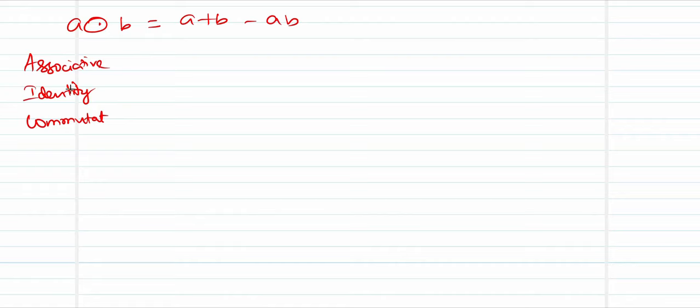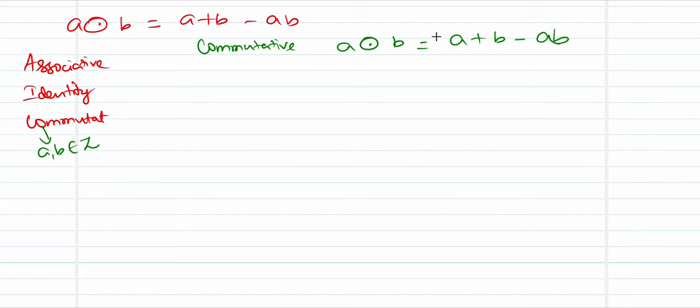So we will begin with the commutative law because that is going to be very easy of all. So with respect to the commutative law, what we have is a ⊙ b will be a + b − ab. So this a and b we are picking up from the set of integers. So I can just rewrite this as b + a − ba.